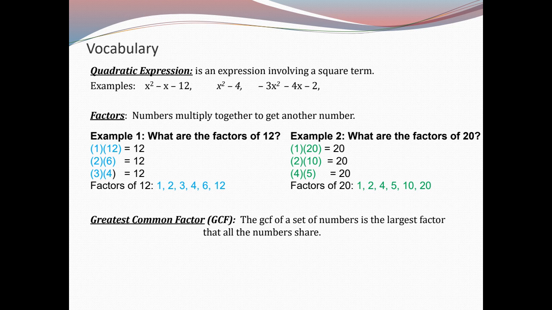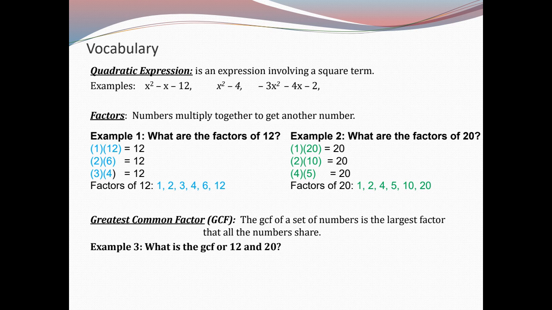So now, if I want to find the greatest common factor between two numbers, again, the greatest common factor, we're just going to keep on referring to it as our GCF. The GCF of a set of numbers is the largest factor that all the numbers share. Okay, so for instance, in this example, what is the GCF of 12 and 20?